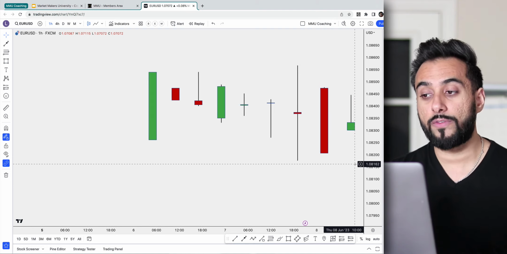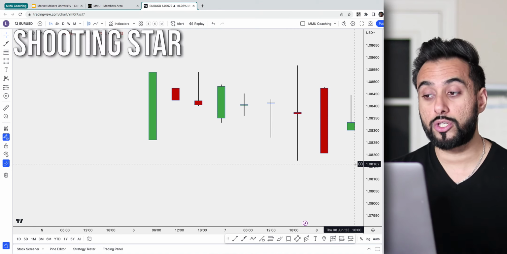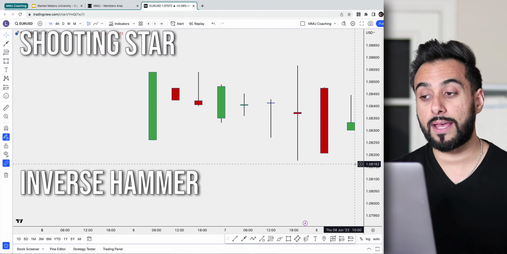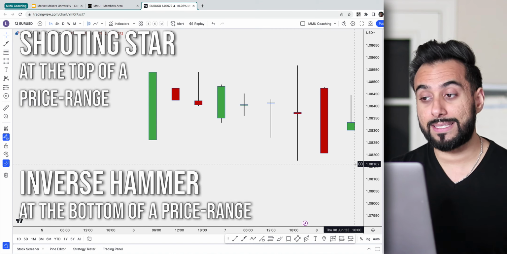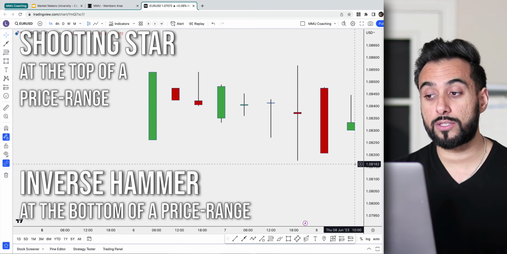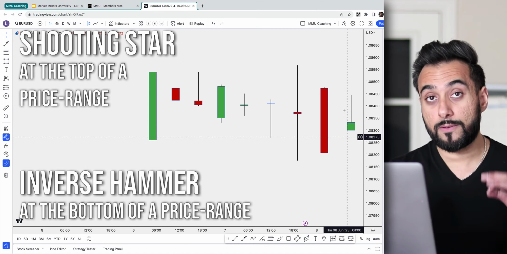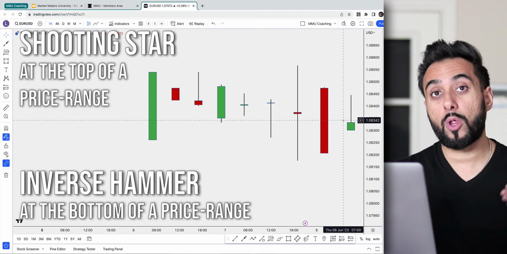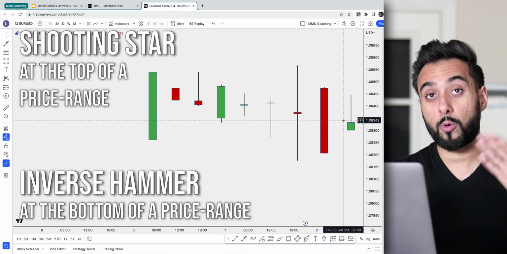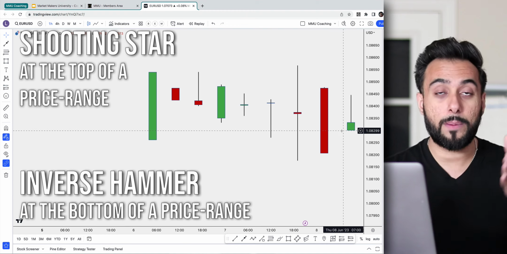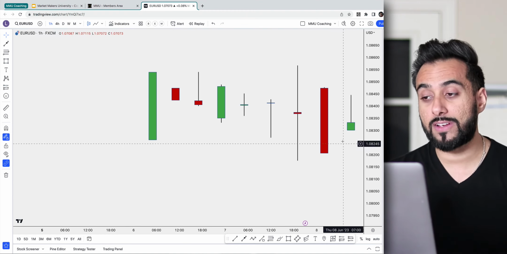Now, this next candle over here can be called either a shooting star or an inverse hammer. Even though the shape is the exact same for both of these two different candle types, it is very important the location of the candle relative to the previous or past price action. Let me explain what I mean.